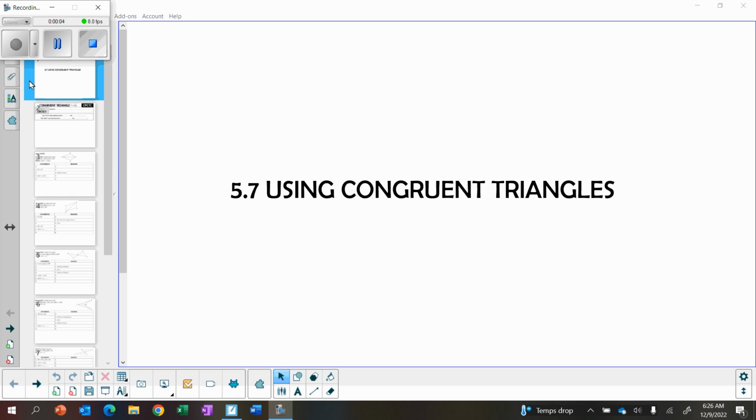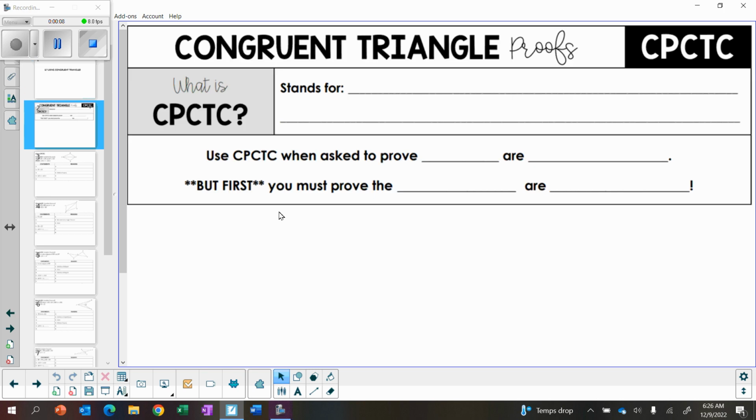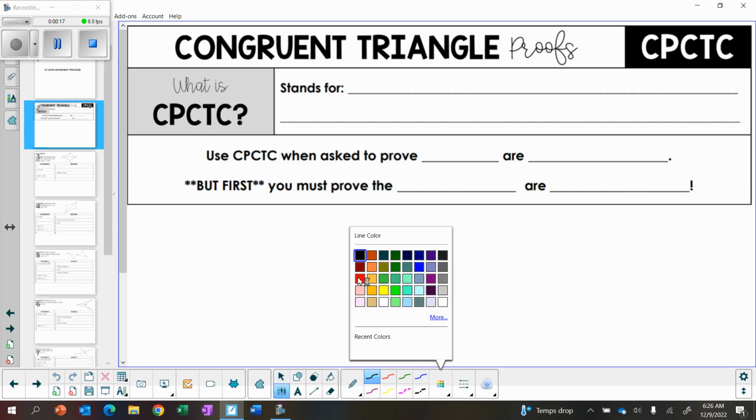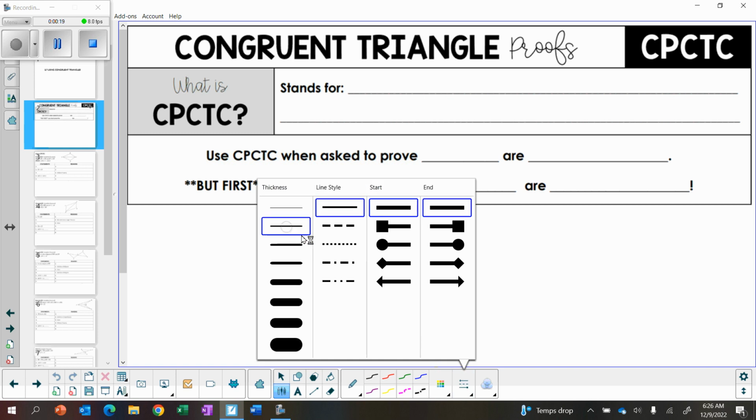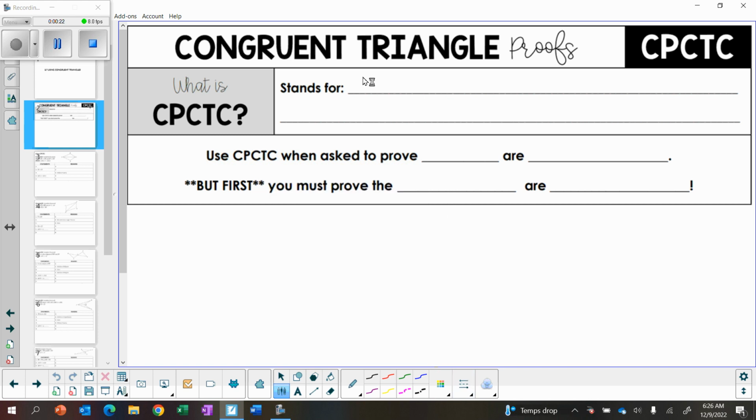This is section 5.7, using congruent triangles. So once we have triangles are congruent, we could use something called CPCTC. And CPCTC stands for corresponding parts of congruent triangles are congruent.